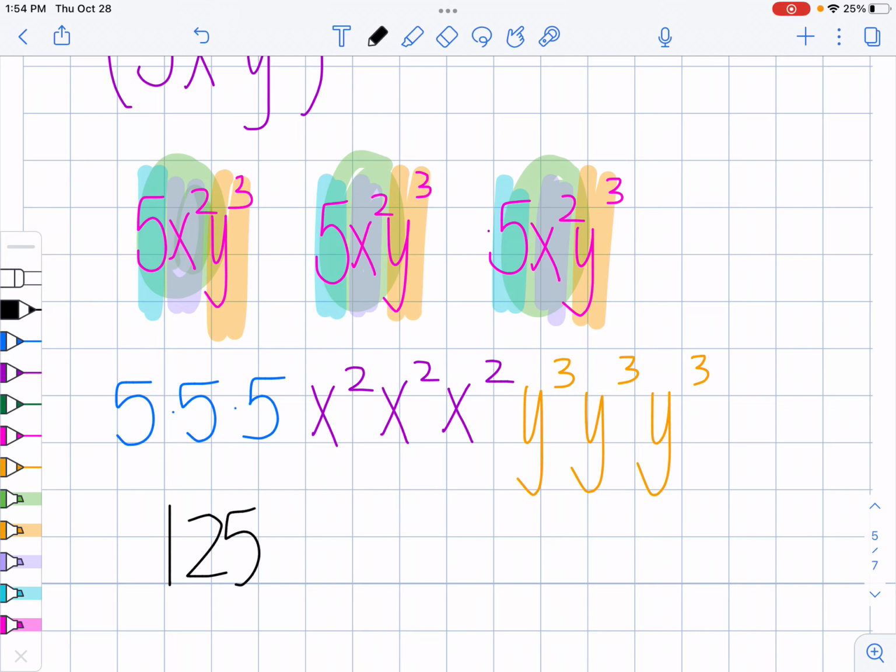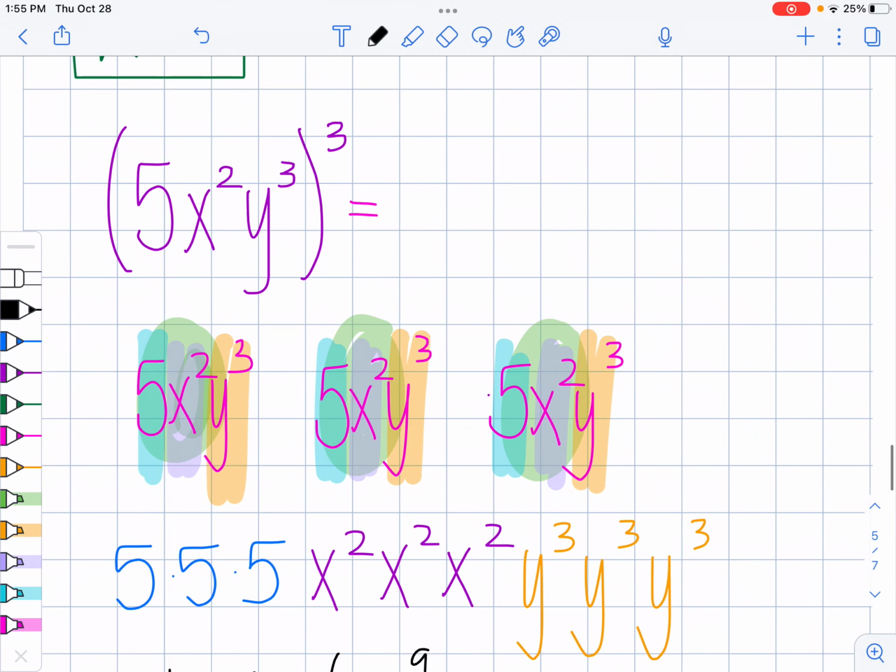X squared times x squared times x squared. When I'm multiplying, I add together my exponents. 2 plus 2 plus 2 is 6. And y third times y third times y third, or y cubed times y cubed times y cubed. I add together my exponents. 3 plus 3 plus 3 would be y to the 9th.